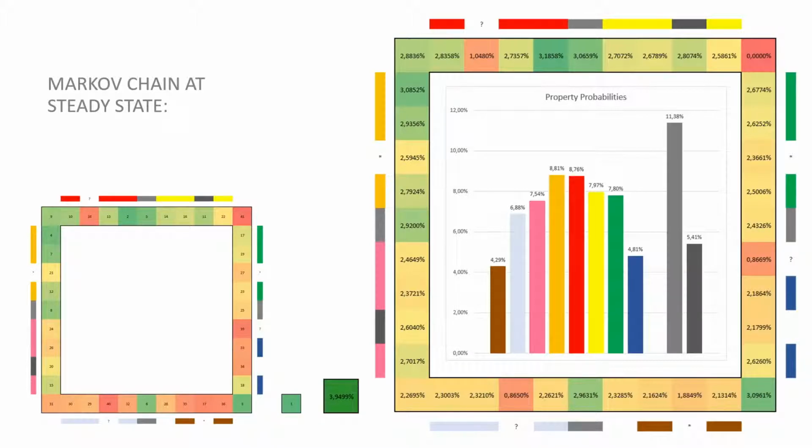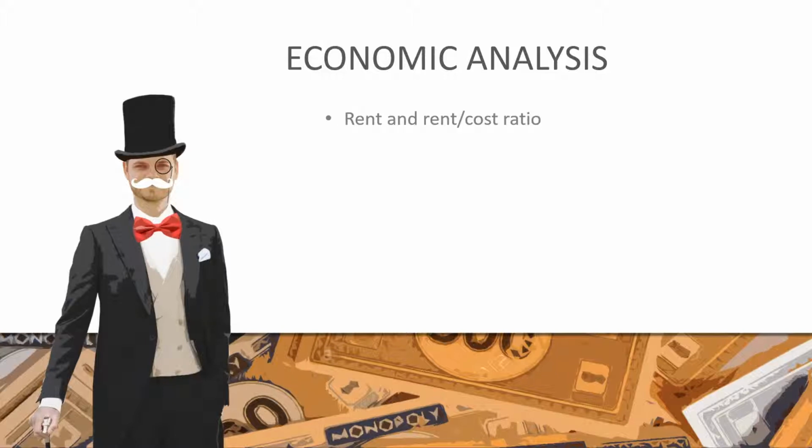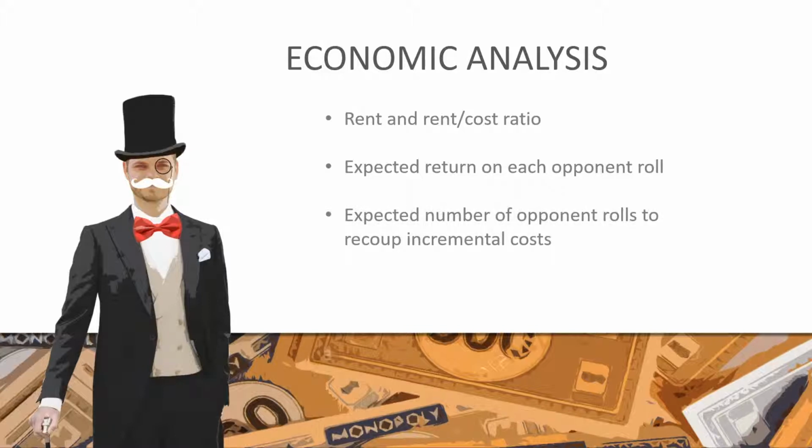Now we have all the information we need to start our economic analysis of the game. Starting out, rent and rent to cost ratio are produced by information available on the property cards themselves, while expected return and rolls to recoup incremental cost are computed using probabilities for each square.